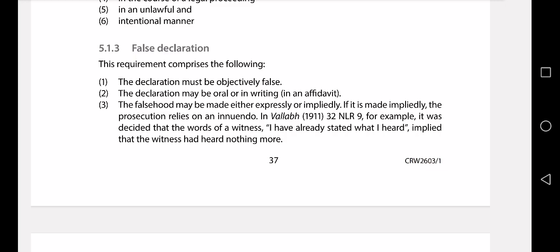In Valba, 1911-32 NRL 9, for example, it was decided that the words of a witness, "I have already stated what I heard," implied that the witness had heard nothing more.